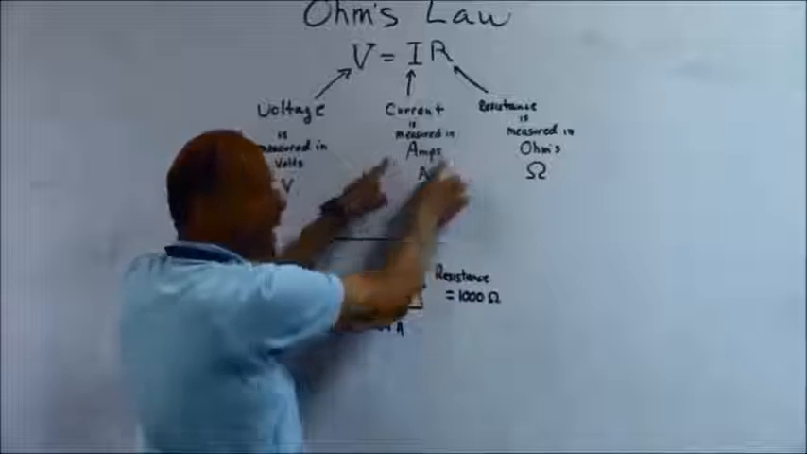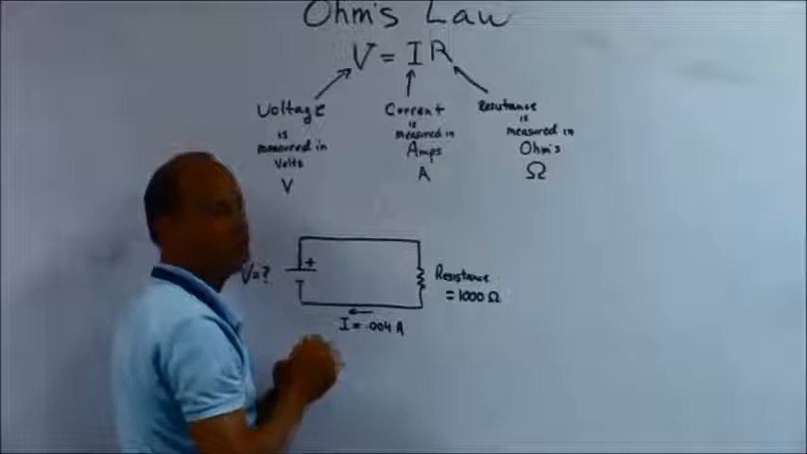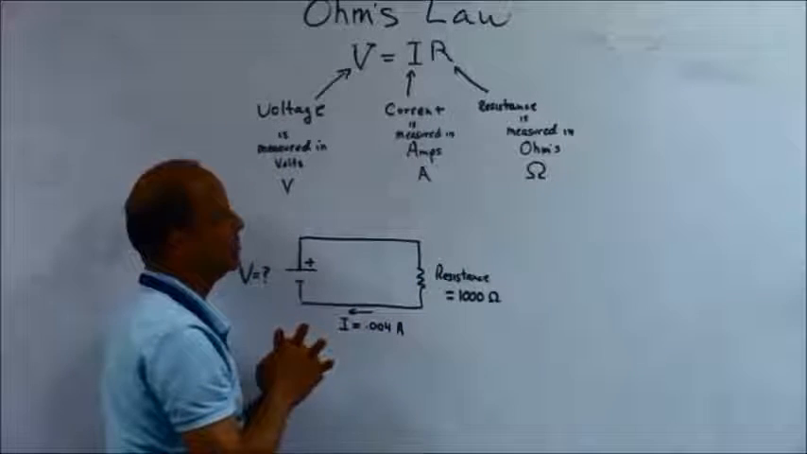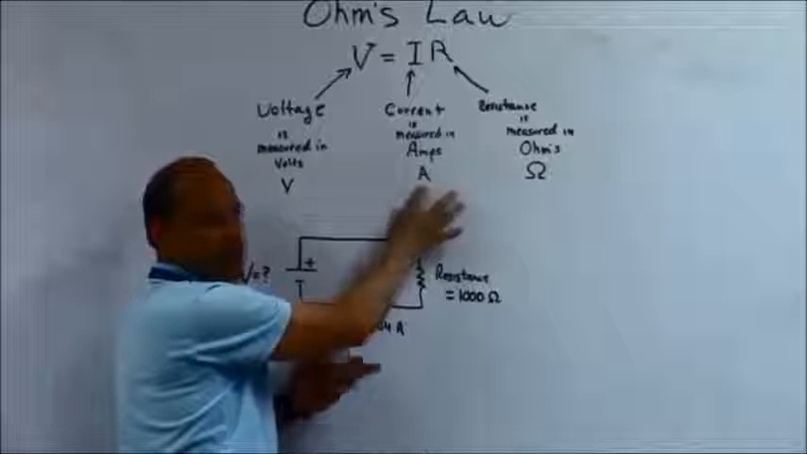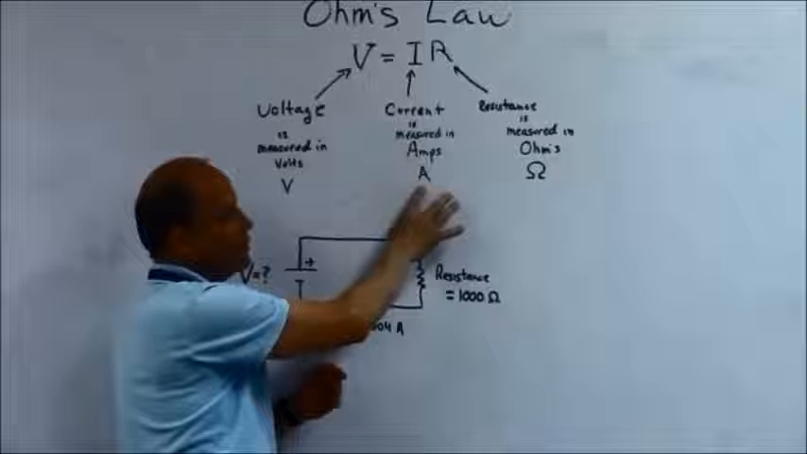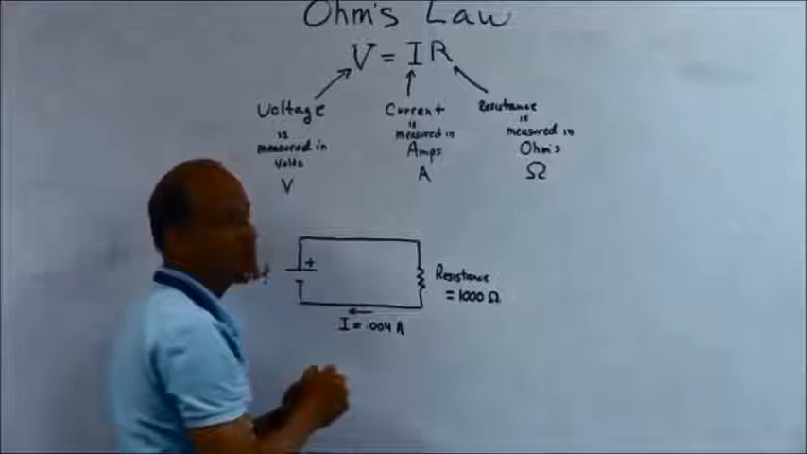Current is measured in amps. There was a guy named Ampere. We just abbreviate Ampere and call it amps. And when we're writing the units, we say A for amps. Resistance is measured in ohms.